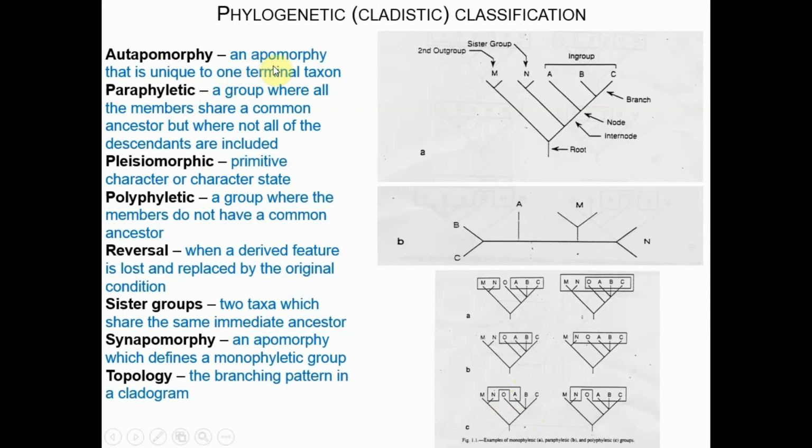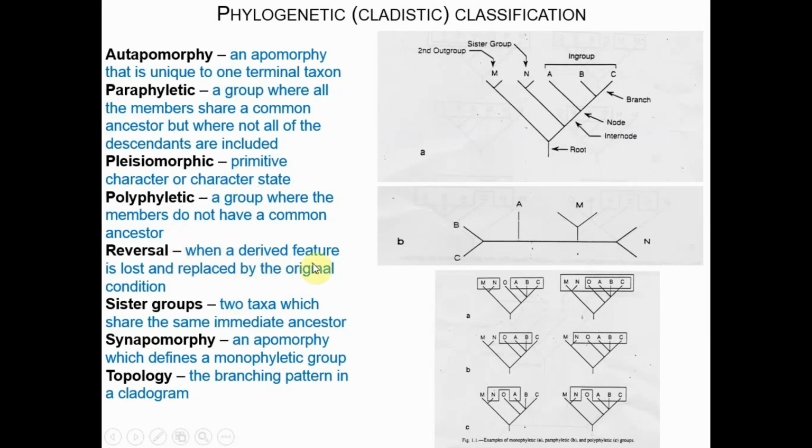Autapomorphy is an apomorphy that is unique to one terminal taxon, and this is true for all species. We assume that all species at least have one autapomorphy. Plesiomorphic, primitive state, polyphyletic, we've spoken about.